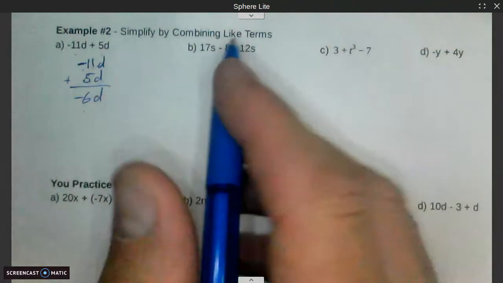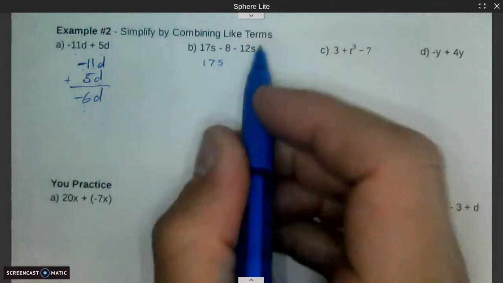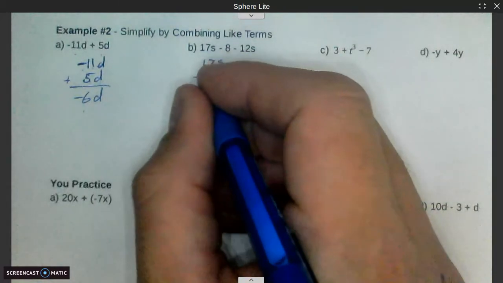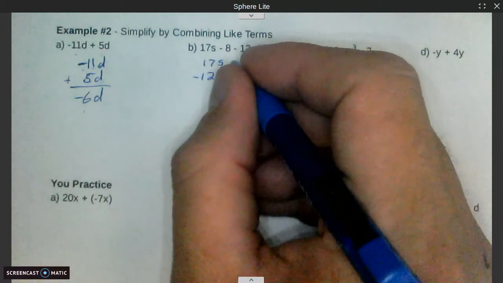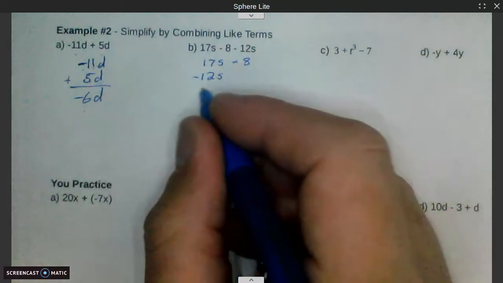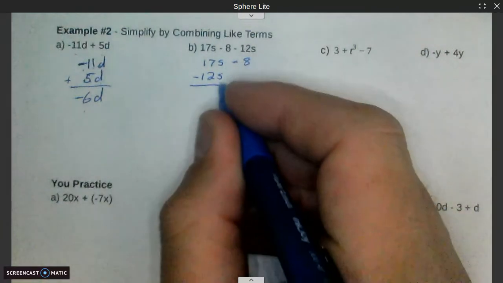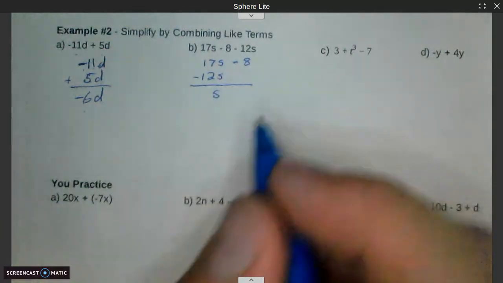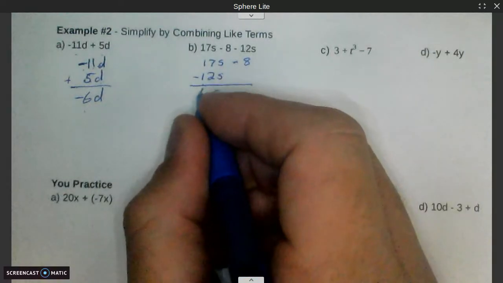All right, let's look at the next one. So if we do the next one, we have 17s. I also have a negative 12s, so I'm going to line up those two because I know that those work out. I also have a negative 8. So by doing the vertical method, you can see that your variables line up. So my s's are here. I know this is going to be an s. And then I'm going to have 17 minus 12, which is 5.